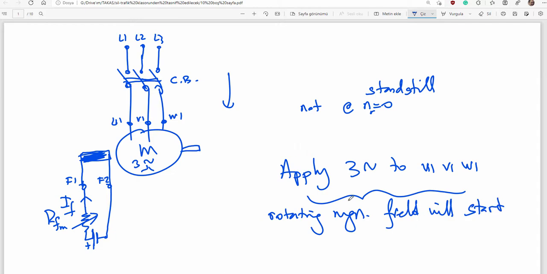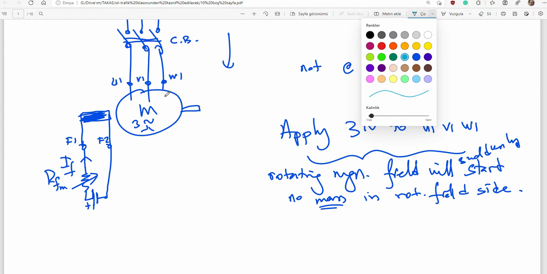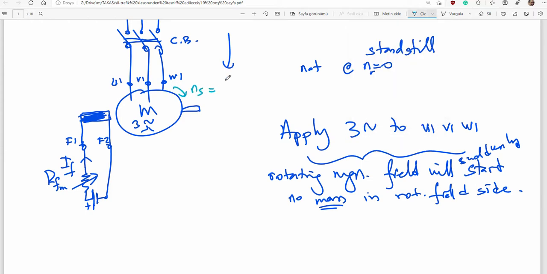and suddenly starts, because there is no mass in rotating field side. There is no mass. When you apply electric power, there is sudden speed increment, and it rotates at the speed of ns, which is 60 f over pole pair number. That is the rotating speed of rotating magnetic field.